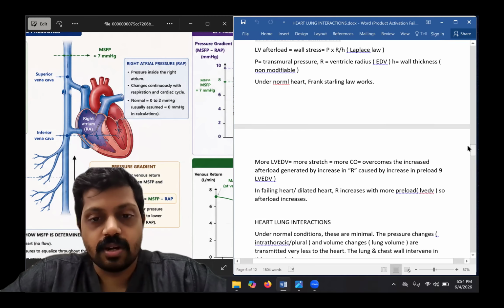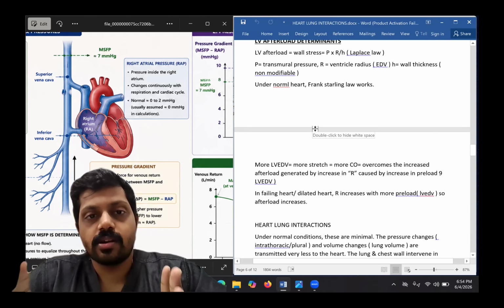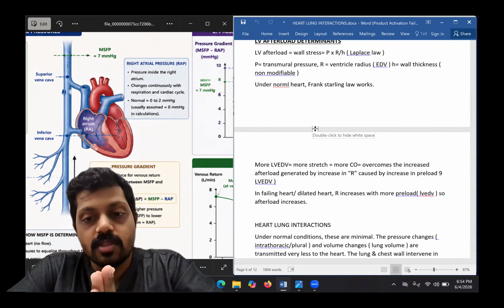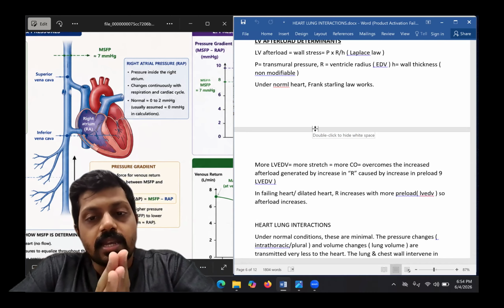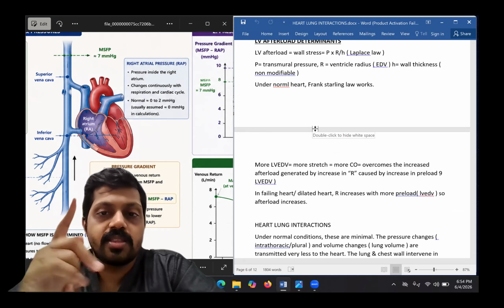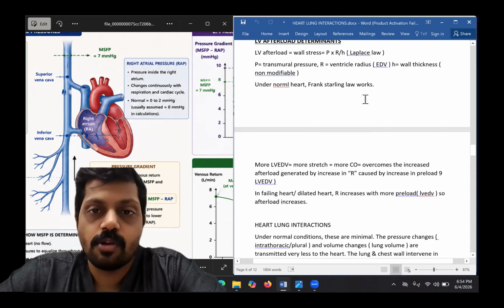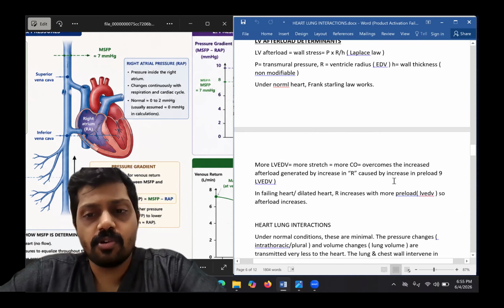So now you tell me what happens when there is more left ventricular end diastolic volume. More stretch on the left ventricle and increased preload cause more force of contraction. This is by the Frank-Starling law. On the other hand, more left ventricular end diastolic volume means more ventricular radius. More is the radius, what happens to the wall stress? Directly proportional. Wall stress or afterload increases. So afterload is also increasing.